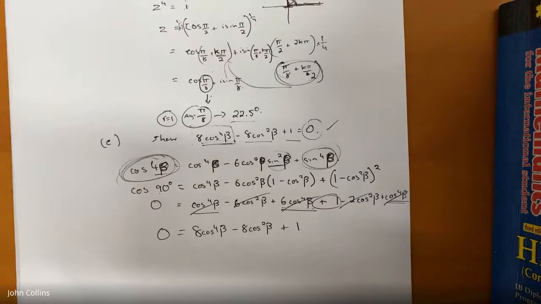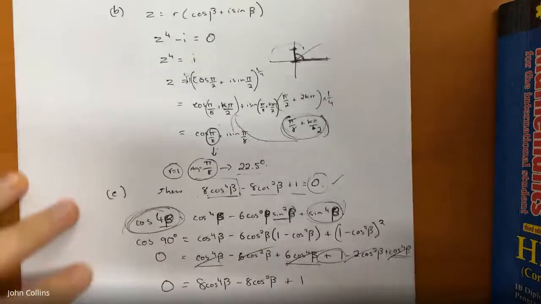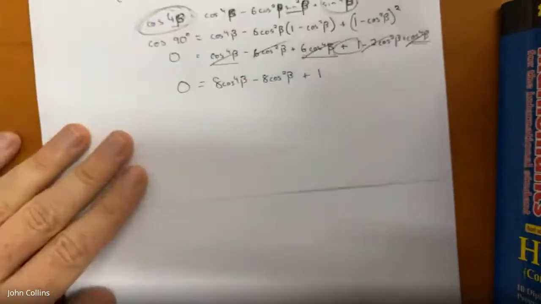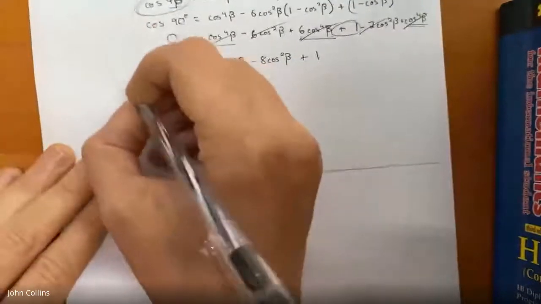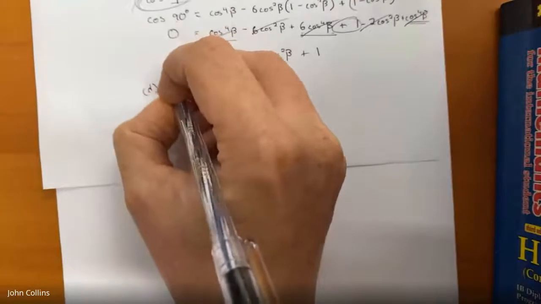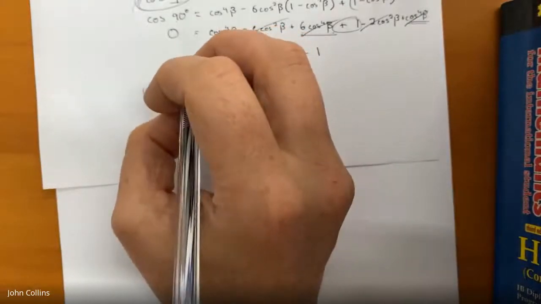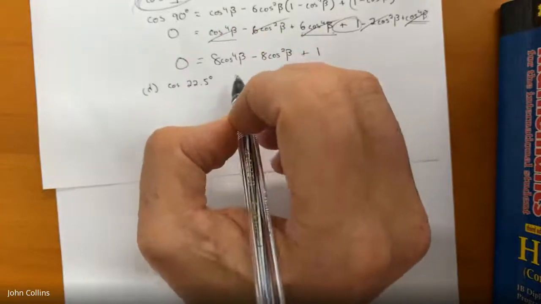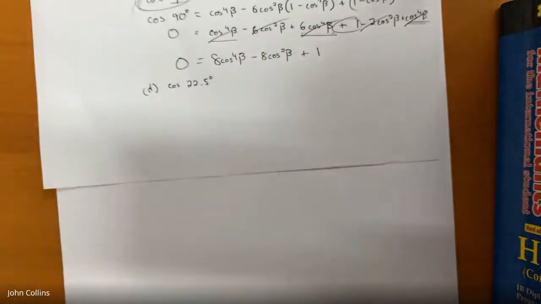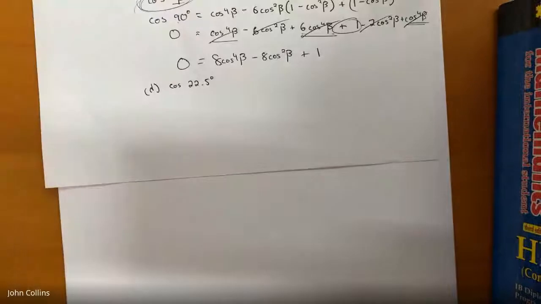So part D then. Hence, maybe I'll switch pages. Okay, part D. Hence, no, I won't. I'll try and squeeze it down here. Express cos 22.5 degrees in the form. So you should have been able to do this without the previous part, because they gave you the answer in the previous part.